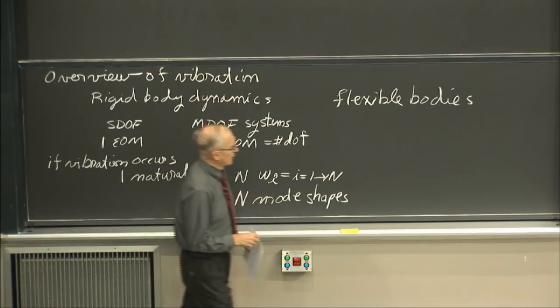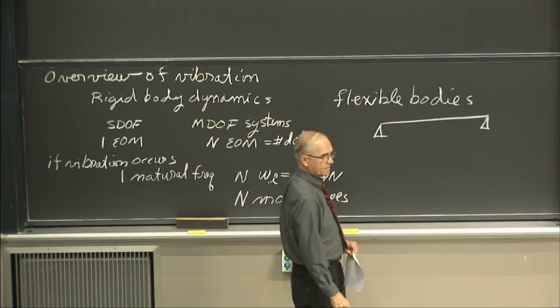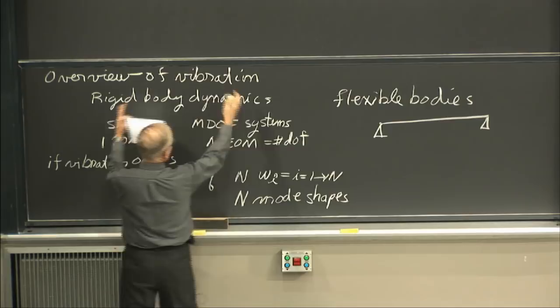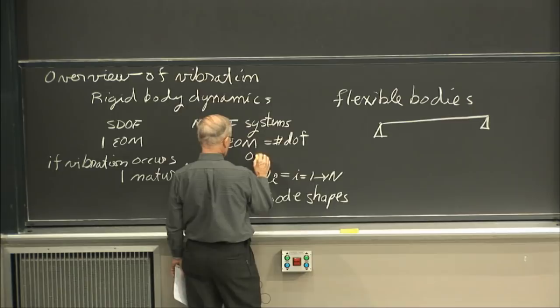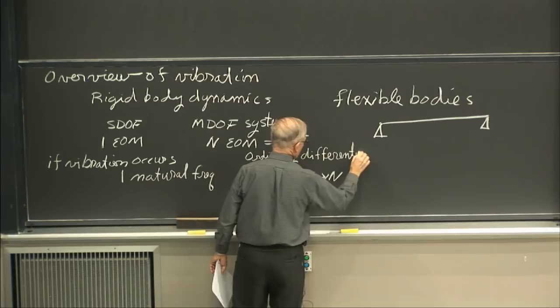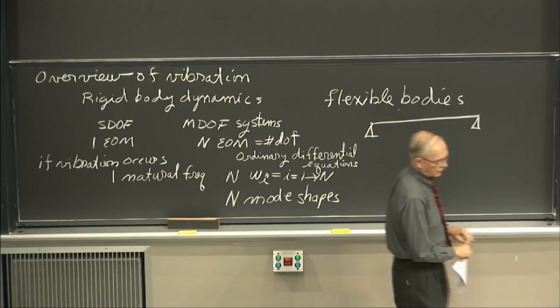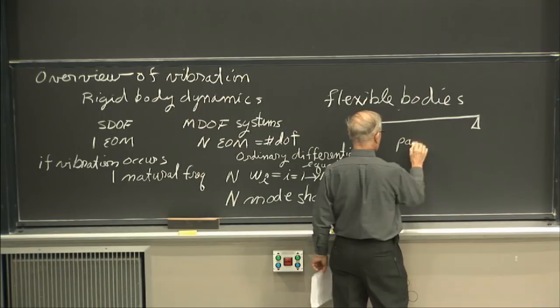Now, what about flexible bodies? A taut string, like a guitar string. And actually I should say over here, these rigid body things, we have found what kind of equations of motion: ordinary differential equations. And there's a finite number of them. The flexible bodies, like taut strings, are described by partial differential equations.